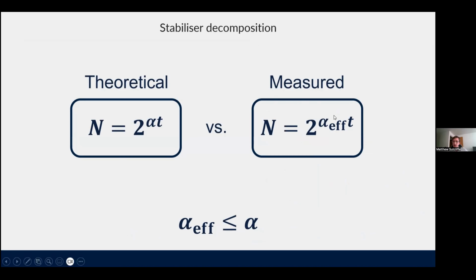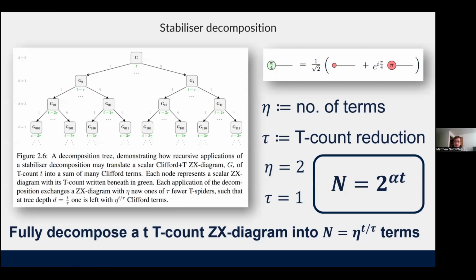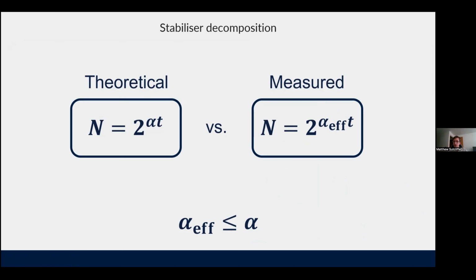So we measure this with alpha EFF, the effective alpha, which is to say we consider how many terms it actually reduces to, and then we backwards calculate what's the corresponding alpha of that. And this is always going to be less than or equal to the normal alpha because it's using simplification at each step.